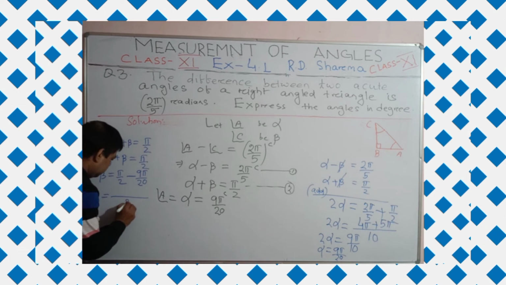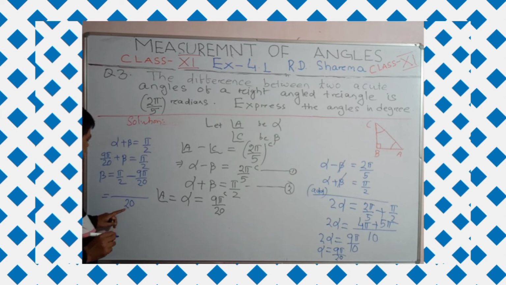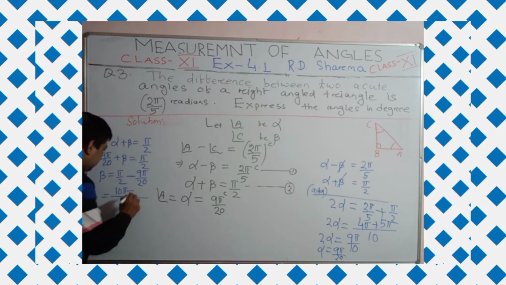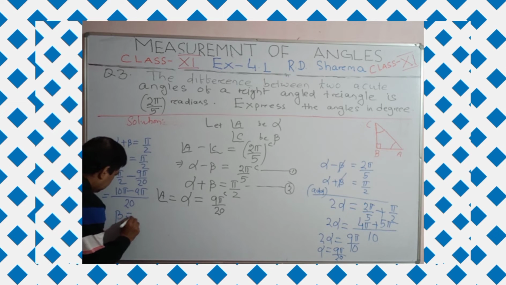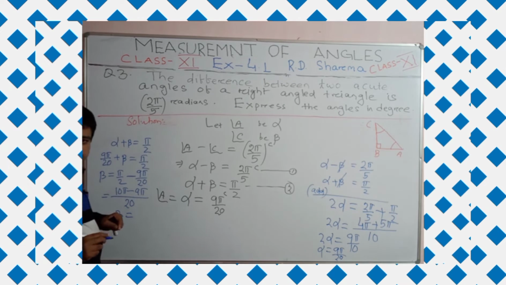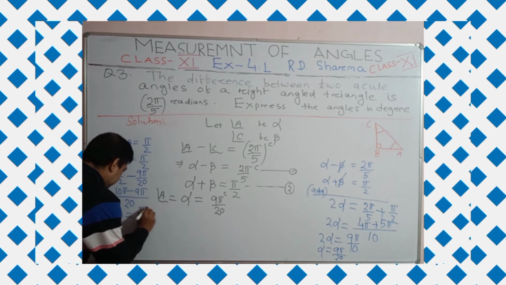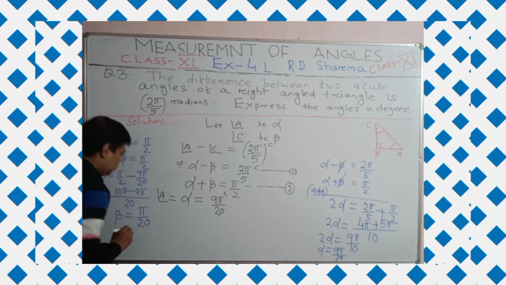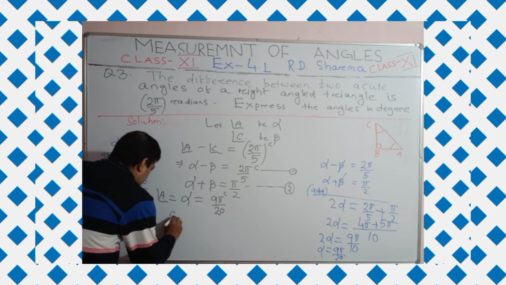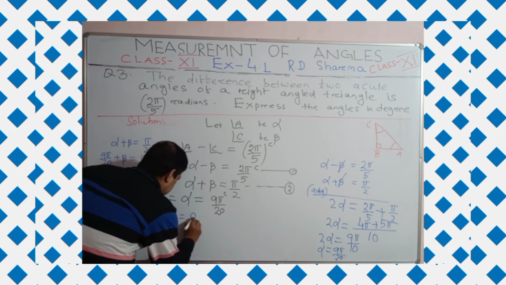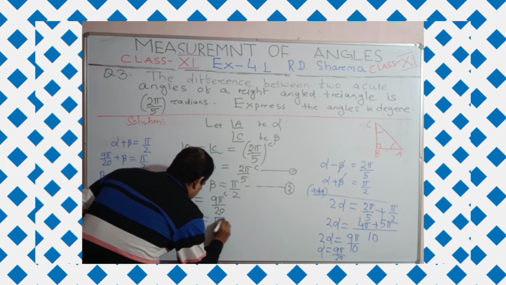Now what is the LCM? 20 and 2 LCM is 20. So 20 divided by 2 is 10, 10 pi, minus 20 divided by 20 is 1, 1 multiplied by 9, 9 pi. So beta will be 10 pi minus 9 pi, how much? Pi. It will be pi upon 20. So we got beta. Beta means which angle? Angle C. So angle C, beta is equal to pi upon 20. Is it clear?